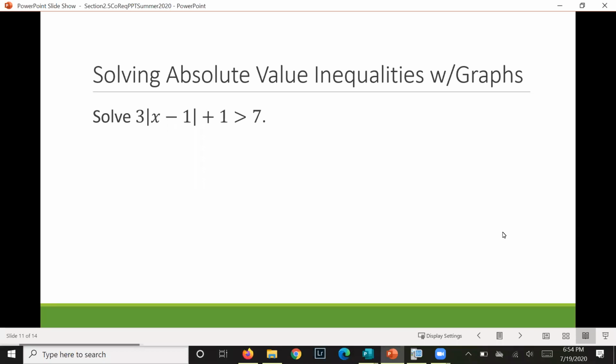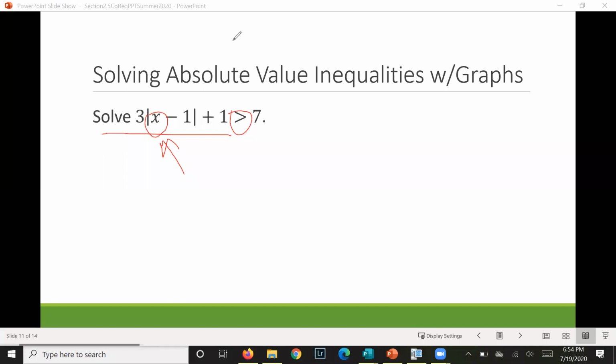And first of all, let me point out what we have here. We're asked to solve the inequality 3 times the absolute value of x minus 1, plus 1, is greater than 7. Okay? Notice what this means is we need to find values of x that we could plug in here that'll make this whole thing on the left, 3 times the absolute value of x minus 1 plus 1, greater than 7. Okay? And so one way to do this is using our graphing calculators.